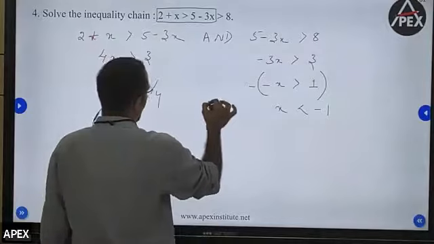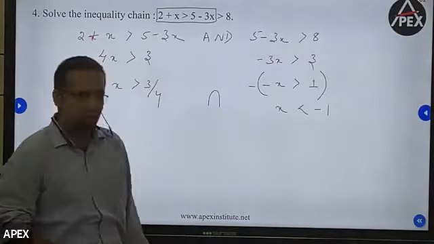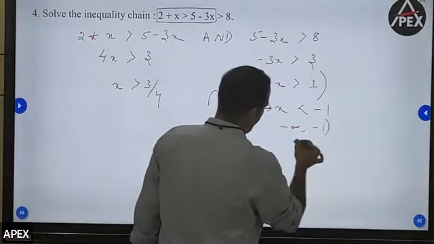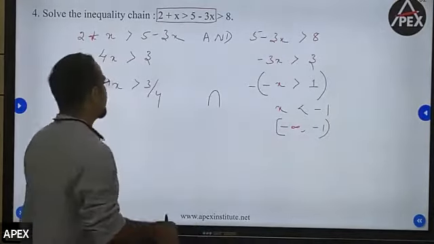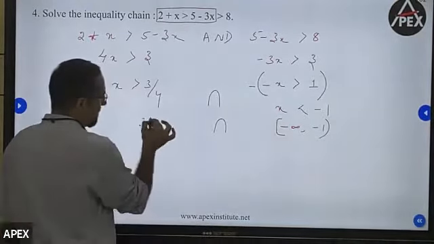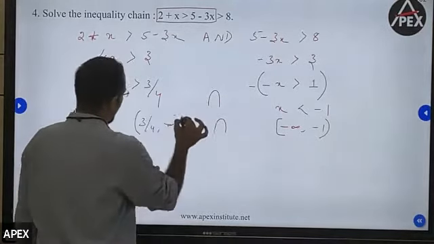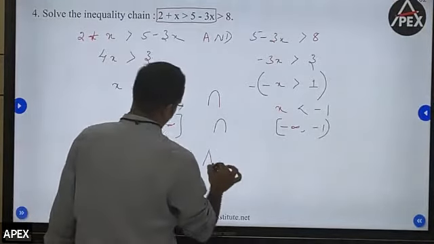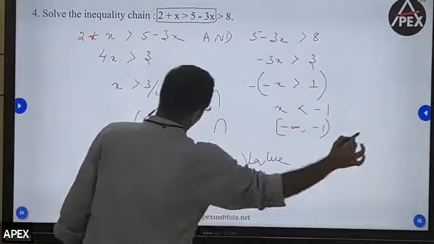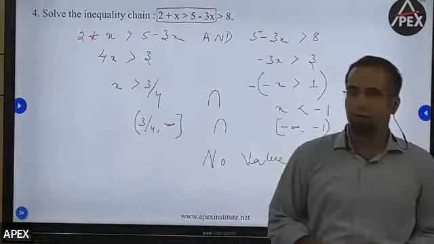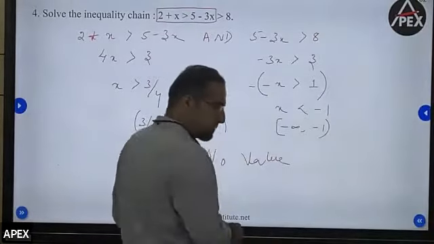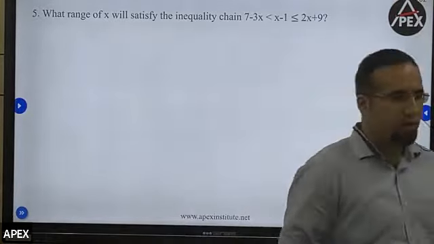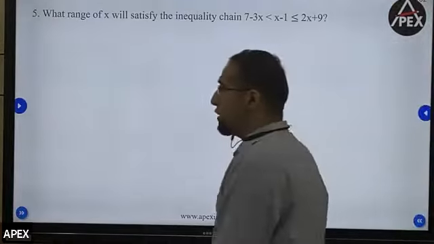So I'm looking at the intersection between both of them. It's very clear. If x is less than -1, my range here is -infinity to -1. And if x is greater than 3/4, that means my range here becomes 3/4 to infinity. So it's very clear that nothing is common between both of them, and therefore my answer becomes: no value satisfies. Clear, guys? Yeah, so simple. The only thing is we need to understand these are nothing but linear equations with an inequality system.